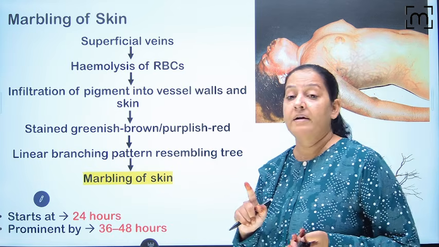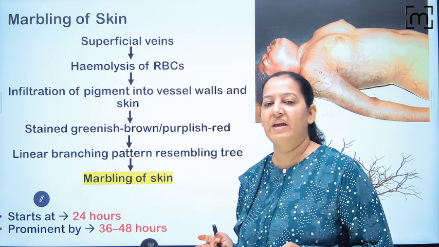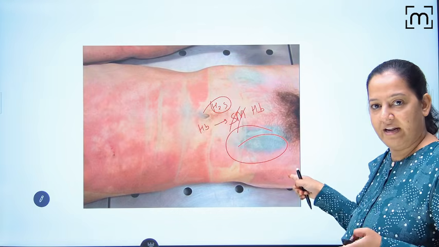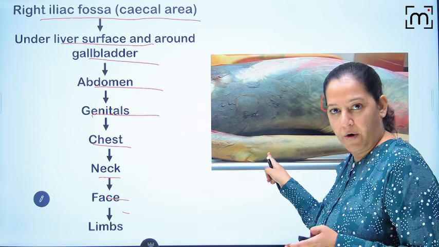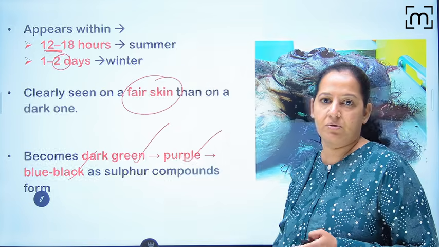Okay, one more thing, color changes. I'm teaching you external color changes. We have seen the first location: it is the right iliac fossa. Then it diffuses to the whole body. We have seen the color finally converts to black. We have seen the timings also.